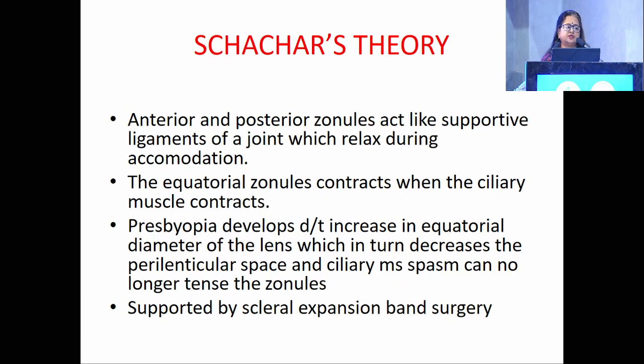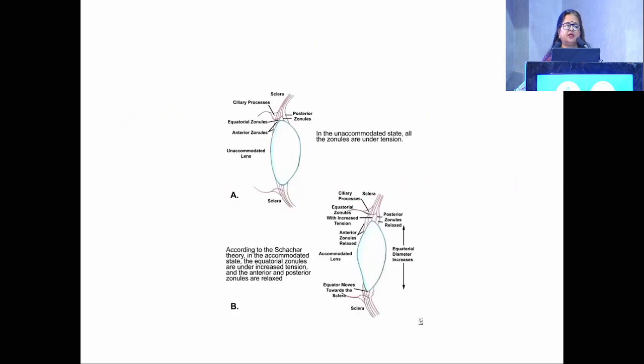Now, Schachar's theory states that the anterior and posterior zonules act like supporting ligaments of a joint, while relaxed during accommodation. The equatorial zonules contract while the ciliary muscle contracts, and presbyopia develops due to an increase in the equatorial diameter of the lens, which in turn decreases the perilenticular space, and ciliary spasm can no longer tense the zonules, which is supported by scleral expansion band surgery.